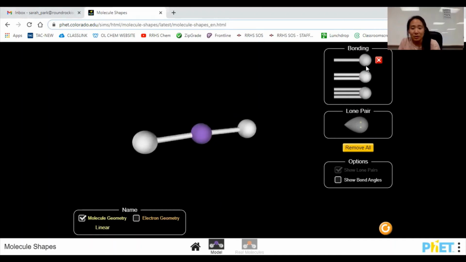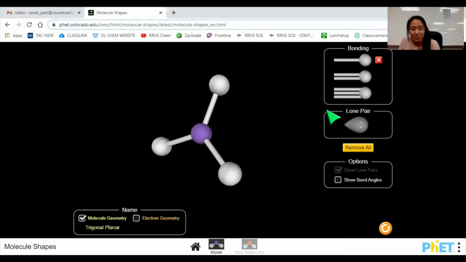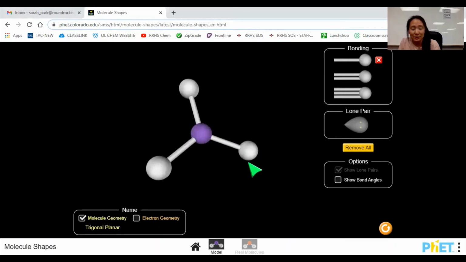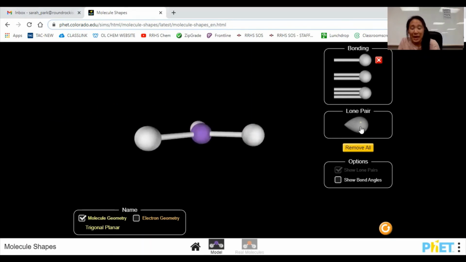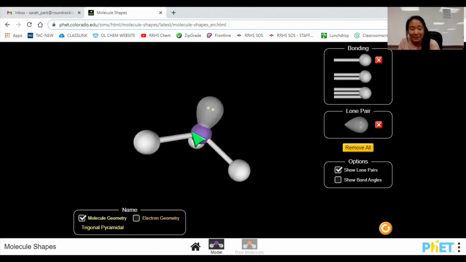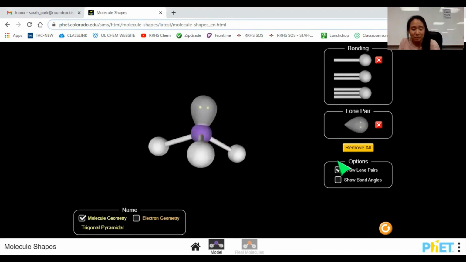Okay, but if I took off this lone pair and now we're connected to 3, this is the one that was in our example BF3. This is trigonal planar. Do you see how it's flat? So if I were to go like this, you see that it's flat, plane, right? But if I were to add lone pairs to this, that flatness now becomes a what? A pyramid shape. So there you see the pyramid shape like this.